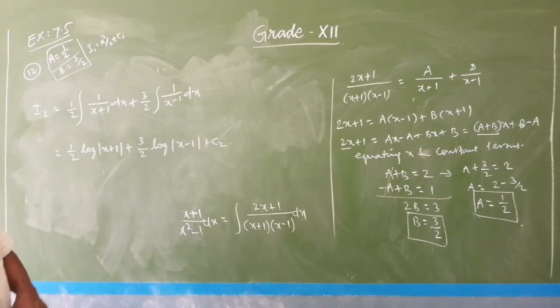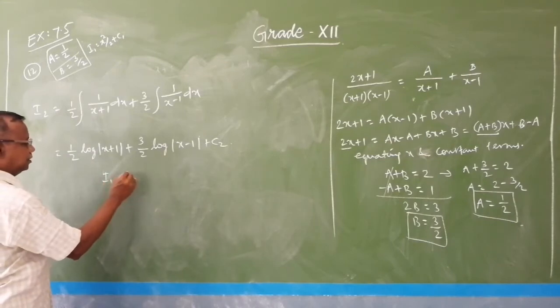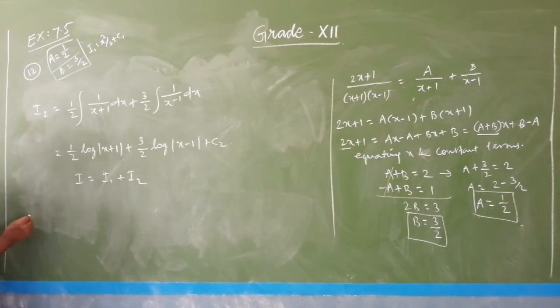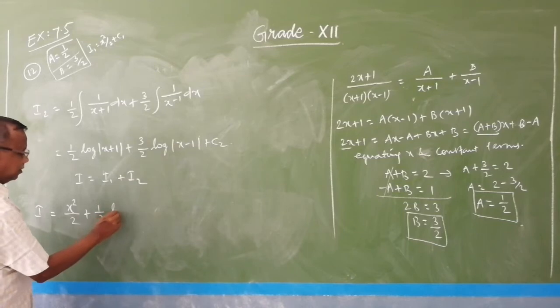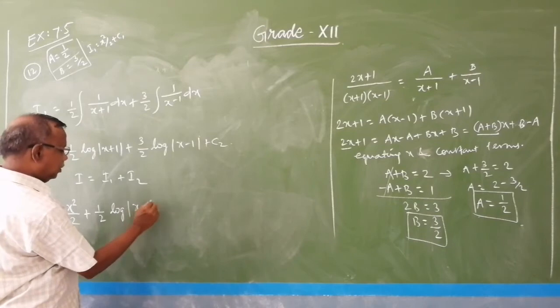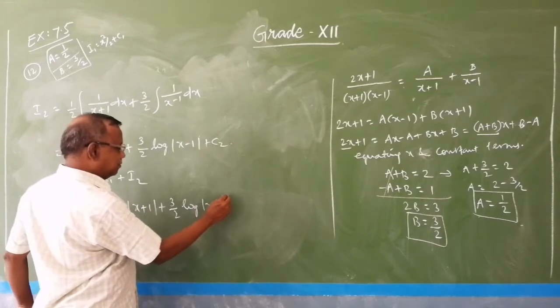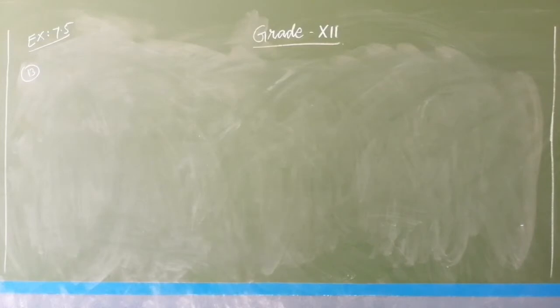Now the value of I: I equals I1 plus I2. So the integral in the question, I, equals x^2/2 plus 1/2 into log of modulus of (x+1) plus 3/2 into log of modulus of (x-1) plus C, where C equals C1 plus C2. Next, question number 13.